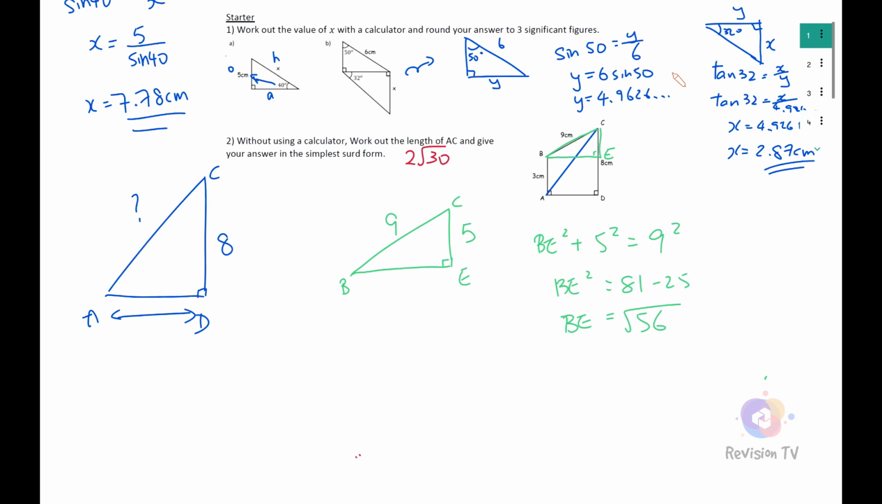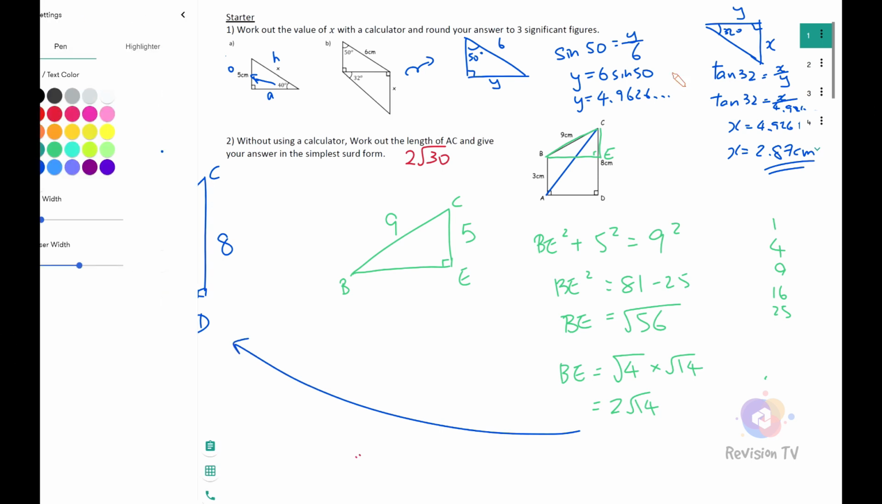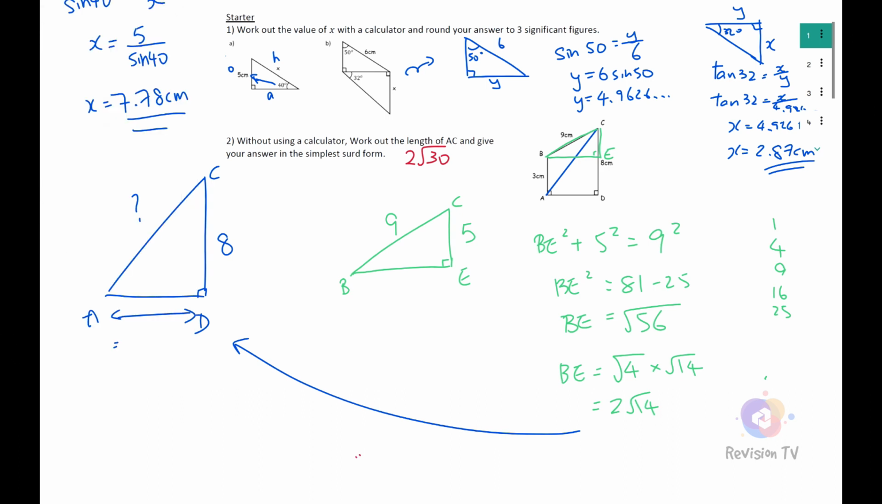Now, to do surd form, it's best to use square numbers to help you: 1, 4, 9, 16, 25. See which number goes into it. I know 4 goes into 56. So I could break the 56 into root 4 times root 14. Root 4 is 2, so 2 root 14. That's BE. Now, how does BE help us? We can see BE is the same as AD. Therefore, now we can go back in here, and we know AD equals, let me use a different color, 2 root 14.